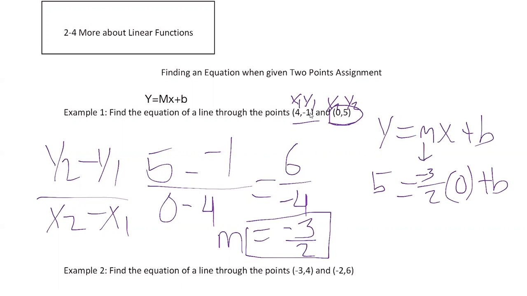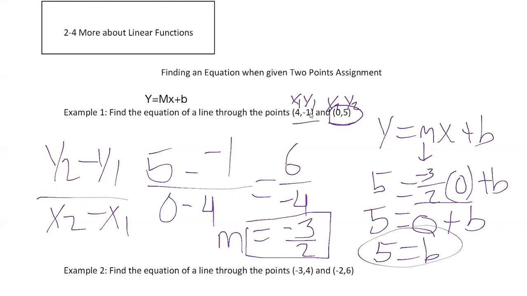Now we can work this out, and we're going to try to get the b by itself. Once you get your slope, you plug that into your y equals mx plus b equation, and plug in one of your points for your x and y. So if I start simplifying, I have 5 equals -3/2 times 0. Anything times 0 is 0, which is nice. We get rid of that fraction. And anything plus 0 is just the same. So 0 plus b would just be b, right?